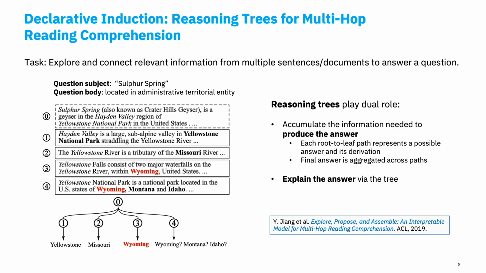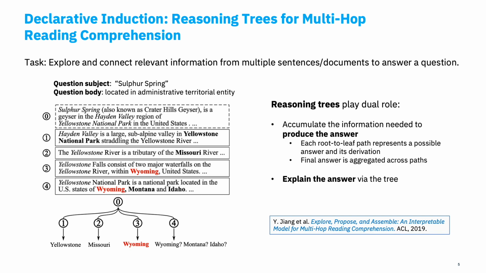For this example, the path from node 0 to node 4 is obtained by following the first document, which contains a reference to Yellowstone National Park, with another document that gives further information about locations of Yellowstone National Park, mentioning Wyoming, Montana, and Idaho. The final answer is aggregated based on multiple evidence across all the route to leaf paths, leading to Wyoming as the correct answer in this case.